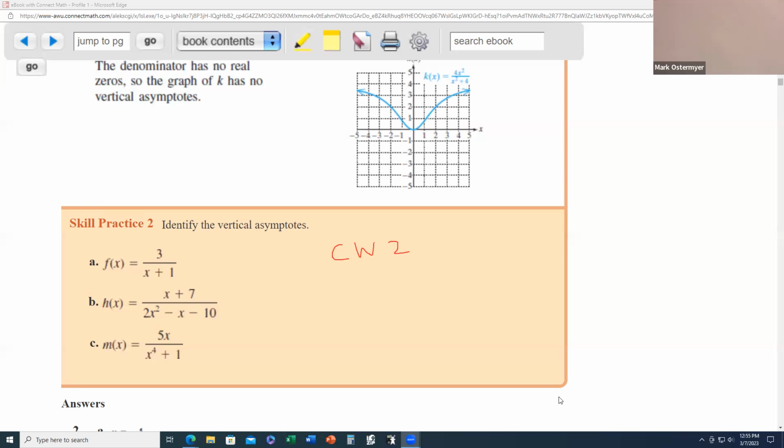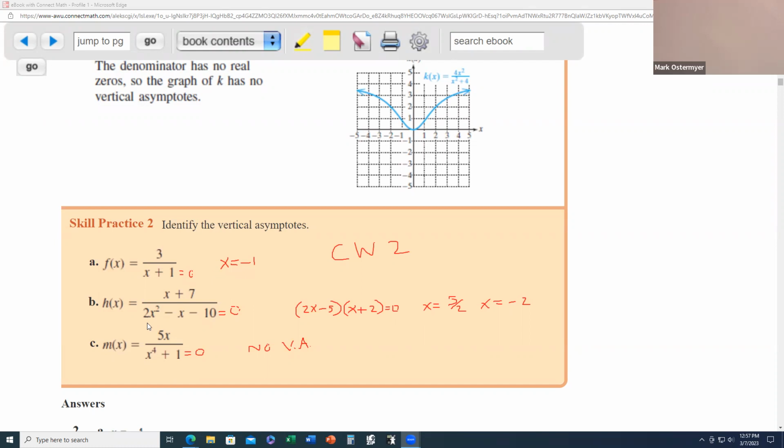All right, for the first one, A here, to determine where a vertical asymptote hangs out, we would set x plus 1, the denominator, equal to 0, and solve for x, and you discover its vertical asymptote hangs out at x equals -1. So it only has one vertical asymptote at x equals -1.